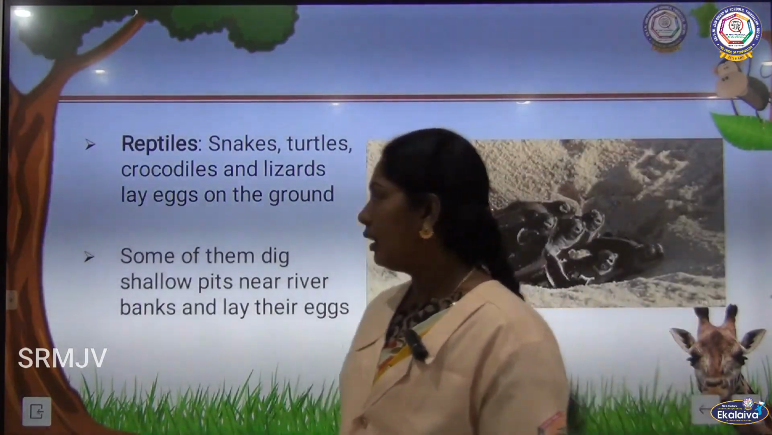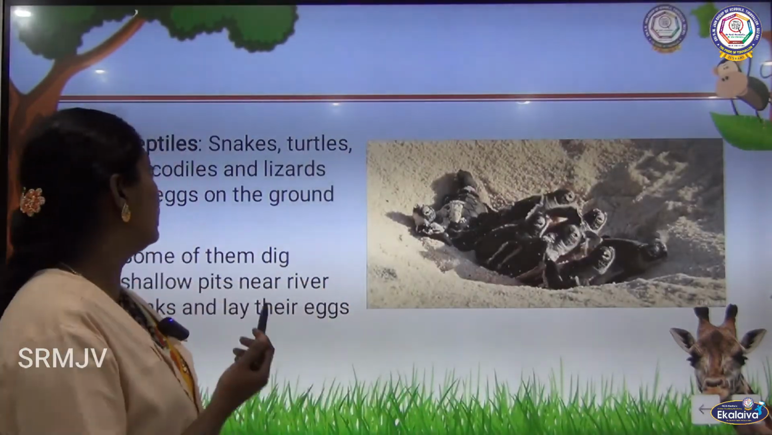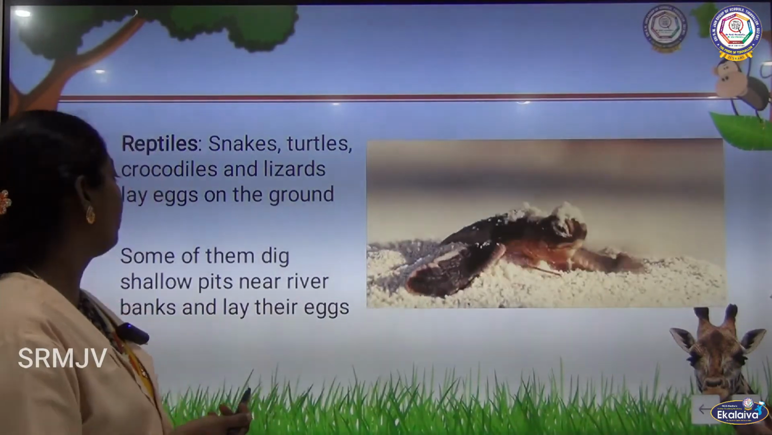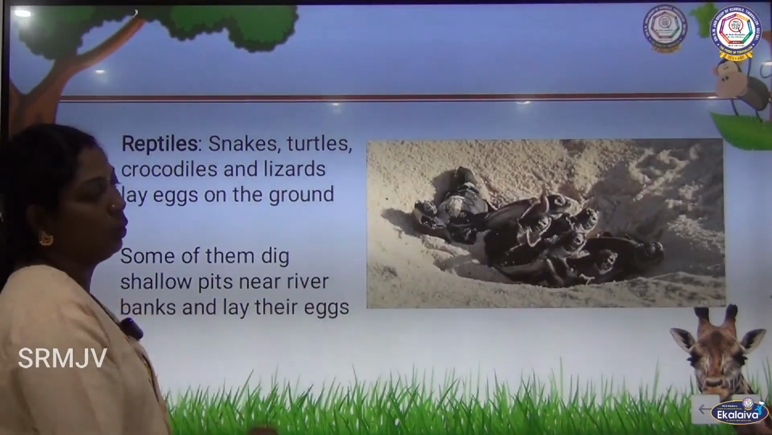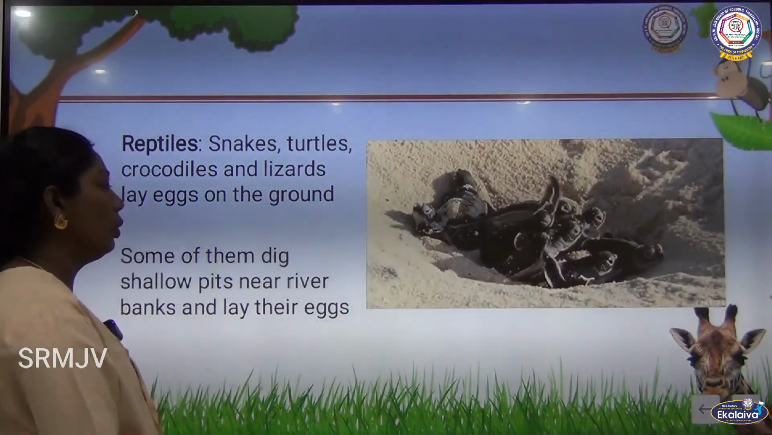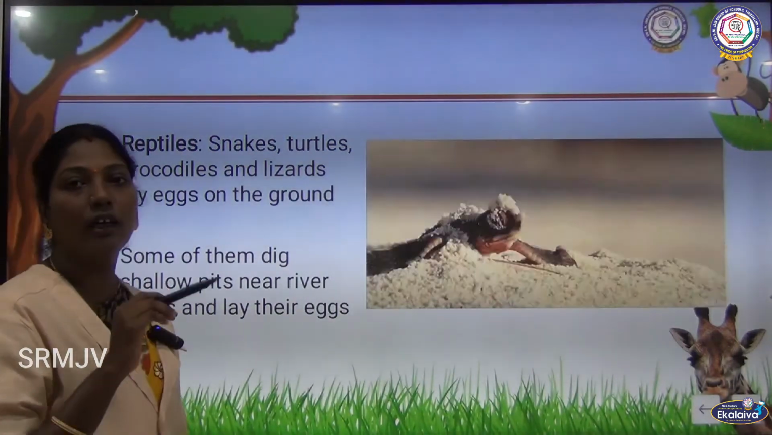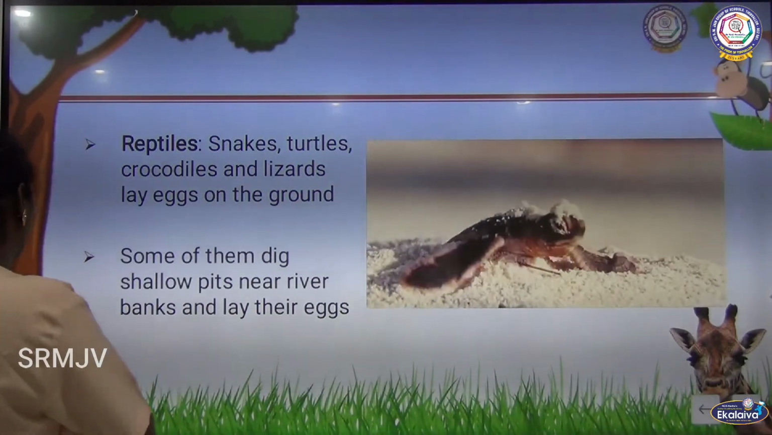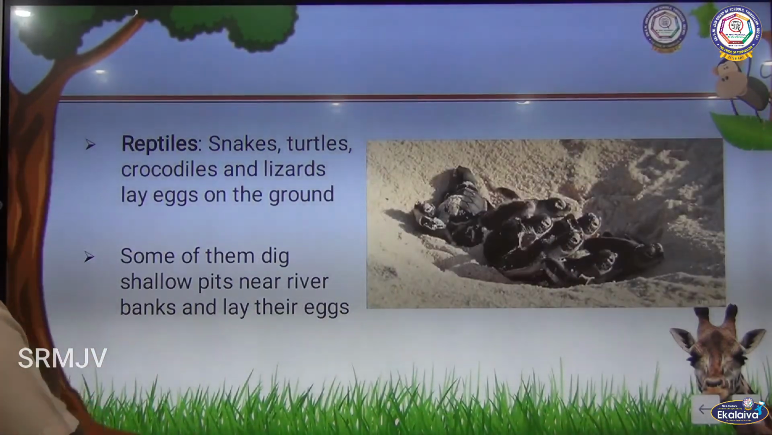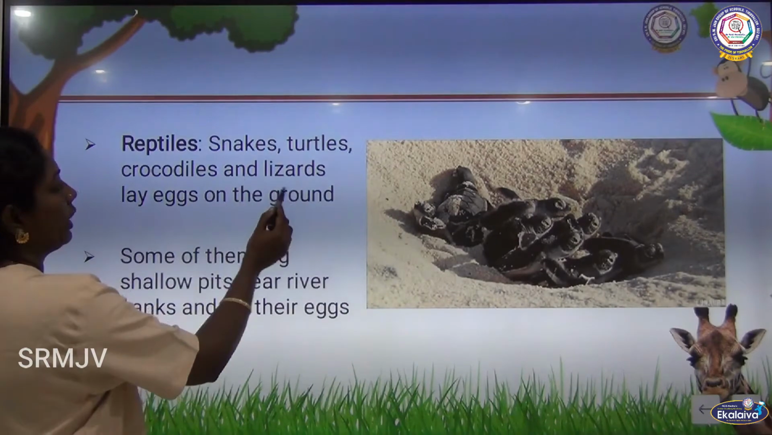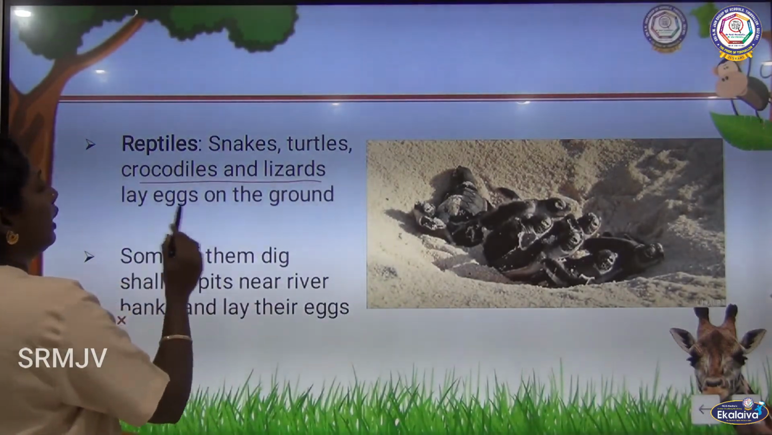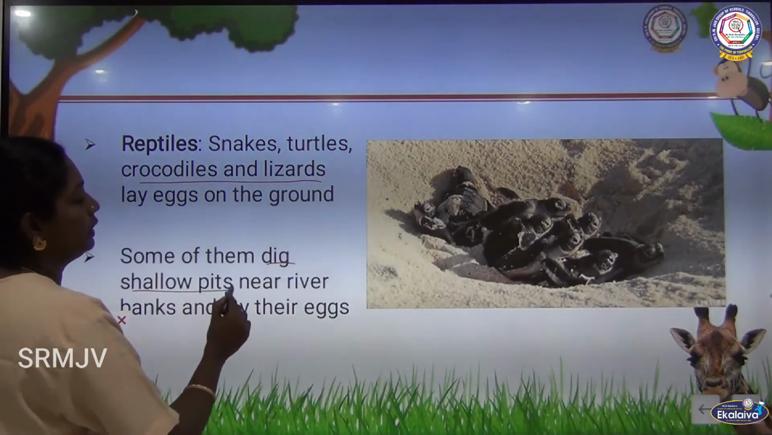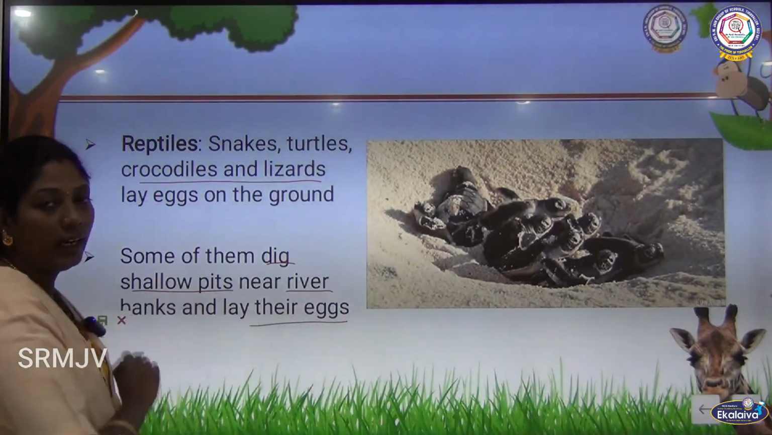Reptiles like snakes, turtles, crocodiles and lizards lay eggs on the ground. Some of them dig shallow pits near the river banks to lay their eggs.